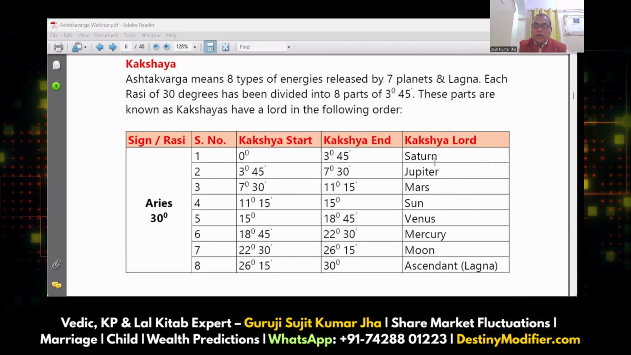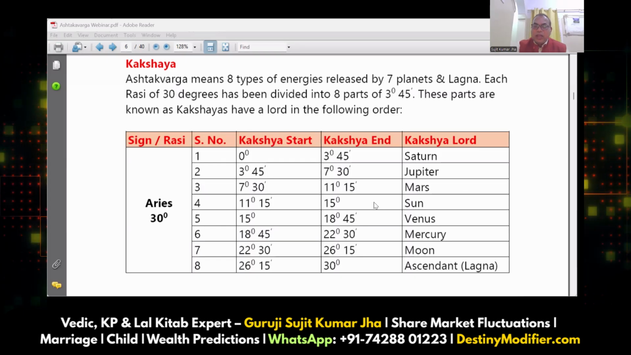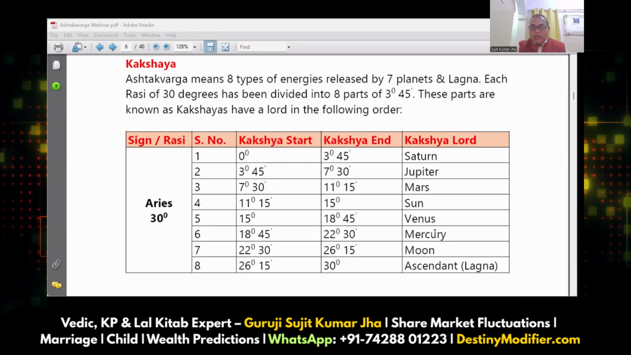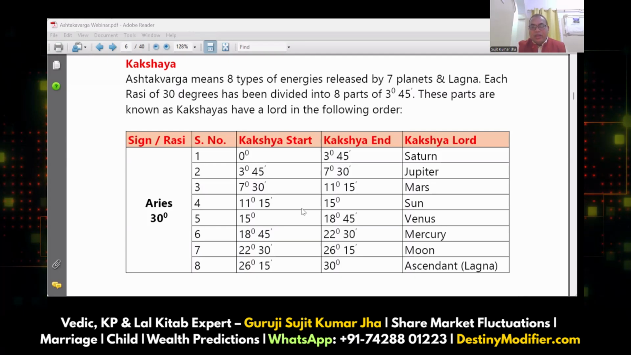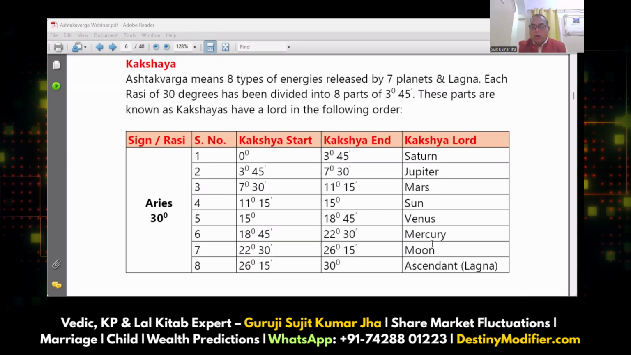As we know, Saturn is the farthest. So the first Kaksha is ruled by Saturn. Then the second Kaksha is ruled by Jupiter. Then the third Kaksha is ruled by Mars. Based on this, for every Kaksha we have to find the lord.